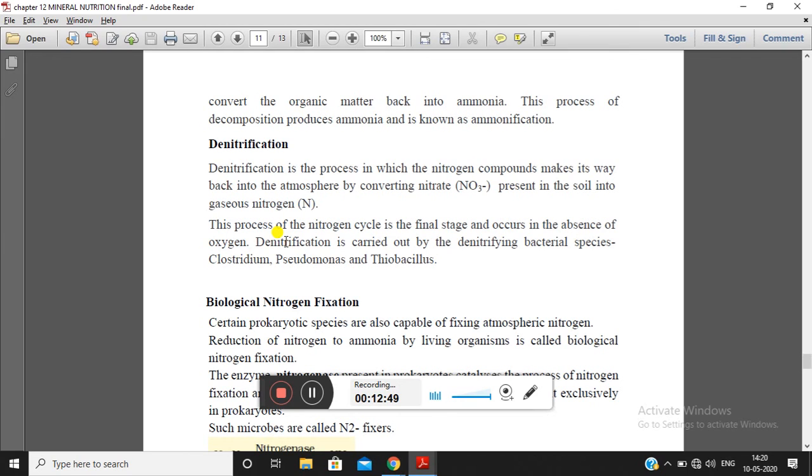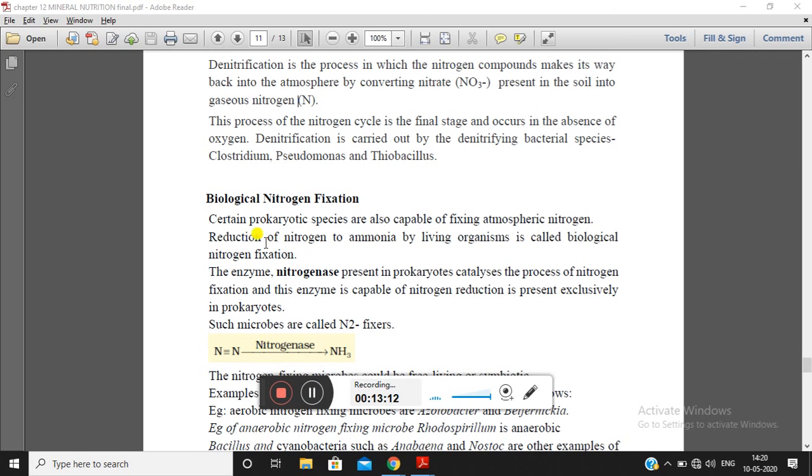The denitrification process is carried out by denitrifying bacteria. Examples are Clostridium, Pseudomonas or Thiobacillus. So these are denitrifying bacteria which will convert nitrate into gaseous nitrogen, and once again the nitrogen will go back to the atmosphere.